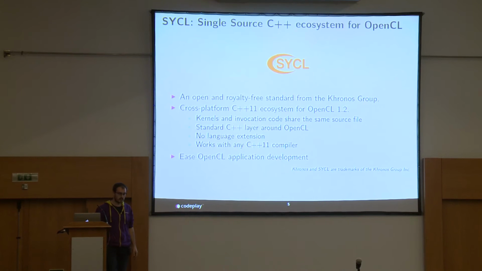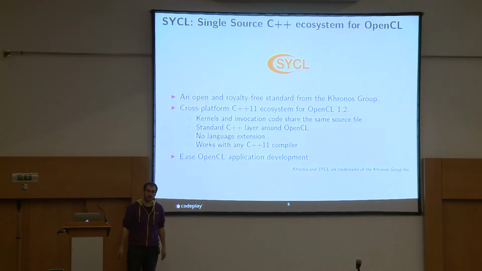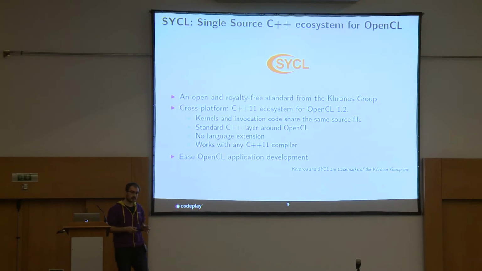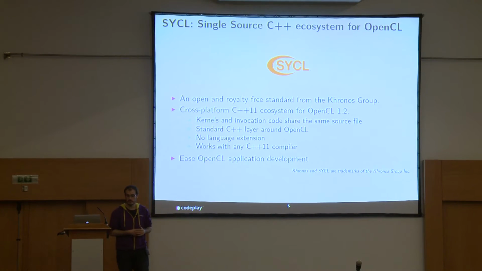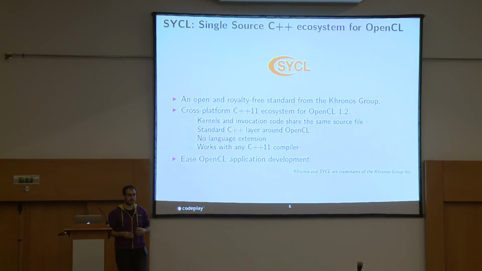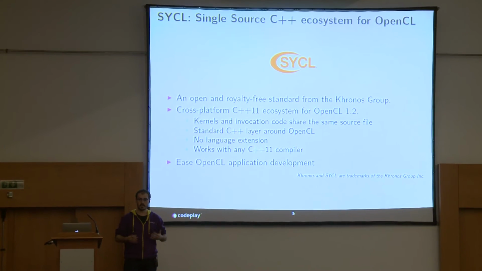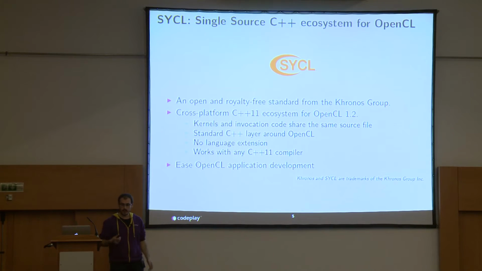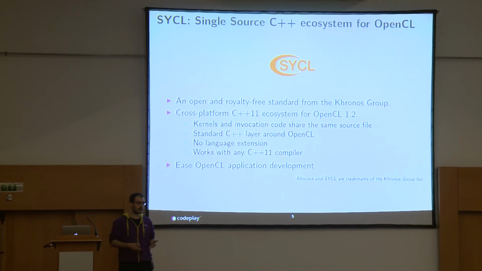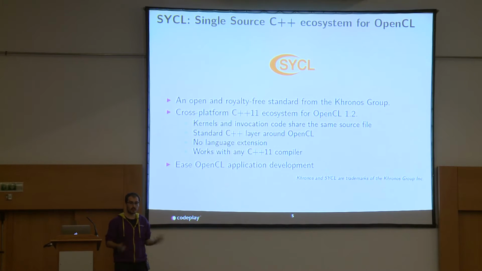OK, so the first programming model that we have is SYCL. It's an open and relatively free standard from the Khronos Group. It is a pure C++ layer that we use to program OpenCL kernels directly. The idea is really to merge the kernel definitions, all the invocation code and device management inside the same source file and have it presented really nicely. We don't provide any language extensions, so when you write a SYCL source file, if you have the proper headers, you can compile it using any C++ compiler.